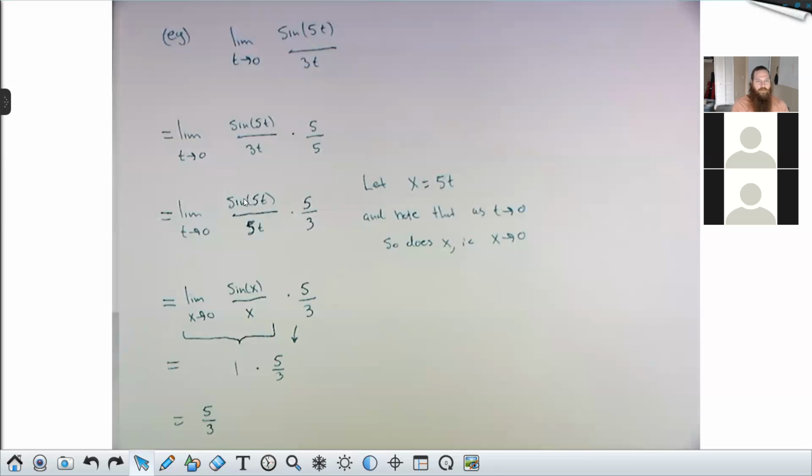Now it's worth noting that if this was like sine of e to the t over e to the t, I couldn't use this trick because as t goes to 0, e to the t goes to 1. So if I tried to make the substitution x equals e to the t, I couldn't say that x goes to 0 as t goes to 0. So it's important that you pay attention to the substitution here. The section in the textbook works one or two of these as example problems, and this is the way that they do it. But I just want to emphasize that it's the fact that x and t here do the same thing, because x is 5t, as if t is 0, x is 0 as well.